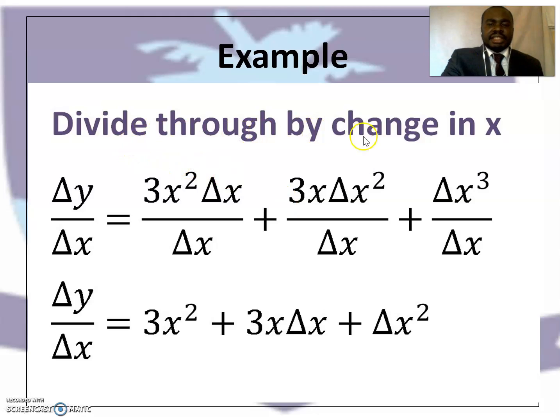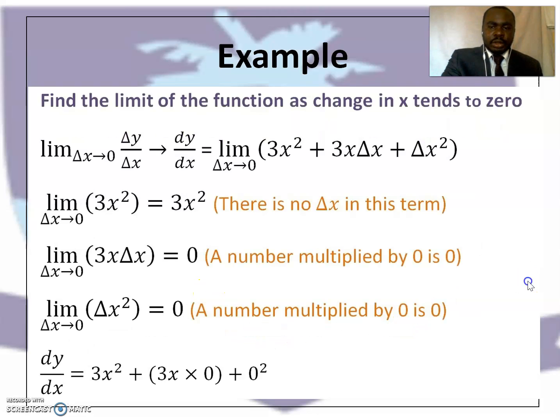Our next step says divide through by change in x. So if we divide change in y over change in x, dividing this, change in x will cancel change in x. Change in x here will cancel one of the change in x here, and change in x will also cancel one out of here. So we are going to have 3x squared, 3x change in x, and then change in x squared.